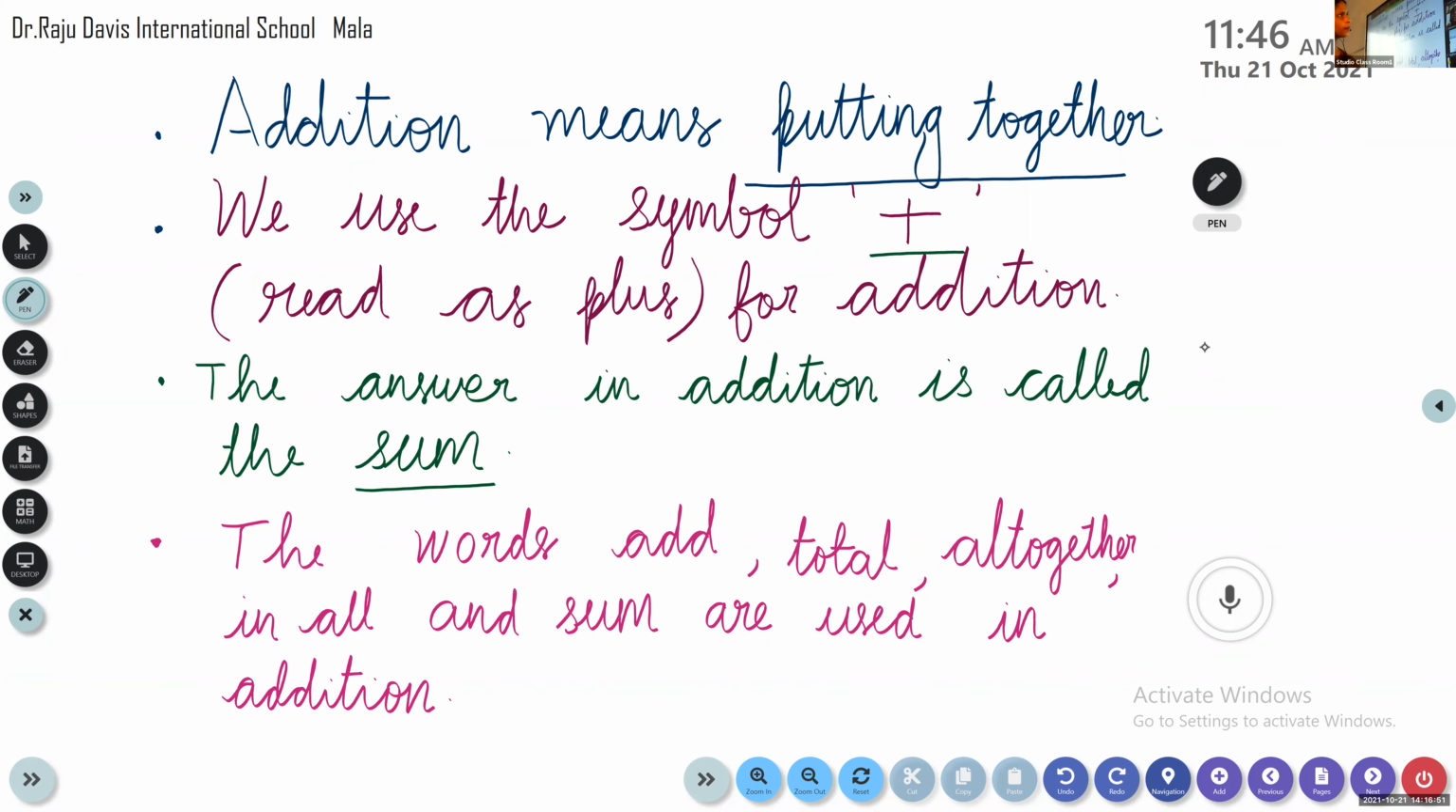We use the symbol plus for addition. Okay, now the third one. The answer in addition is called the sum. The words add, total, all together, in all, and sum are used in addition. Okay.